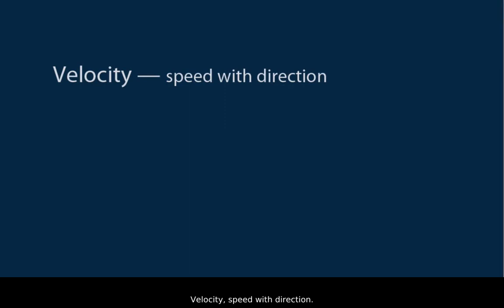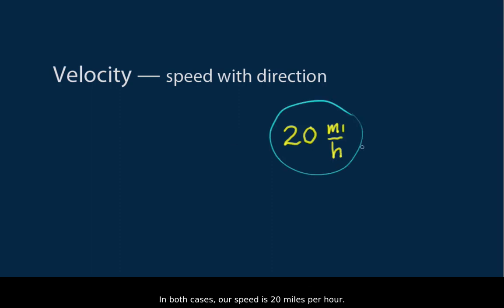Velocity. Speed with direction. Velocity is a vector quantity described by both magnitude, how fast, and direction, which way. We may have a velocity of 20 miles per hour east, then 20 miles per hour west in the opposite direction. In both cases, our speed is 20 miles per hour.